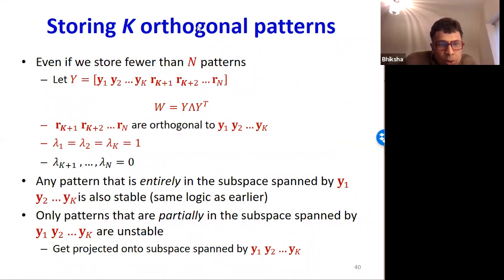And if I'm trying to store fewer than n patterns, then I still have the same issue. If these are the patterns that I'm trying to store, y1 through yk, then any pattern that's entirely in the subspace spanned by these guys is also stable. And so that means it's not just these patterns that I'm remembering. I'm also remembering all linear combinations of these patterns. And if a pattern is partially in this subspace and partially in the R subspace, it doesn't matter. The moment I transform it the first time, it's going to fall into this subspace. And then wherever it falls, that point is going to end up being stable.